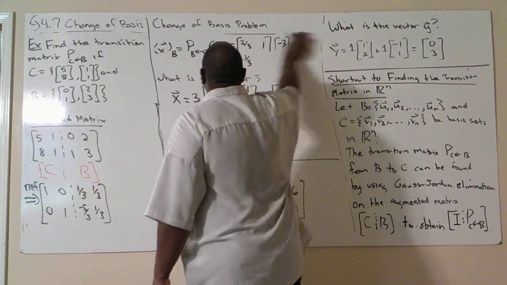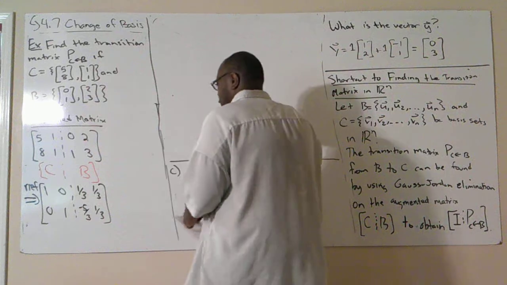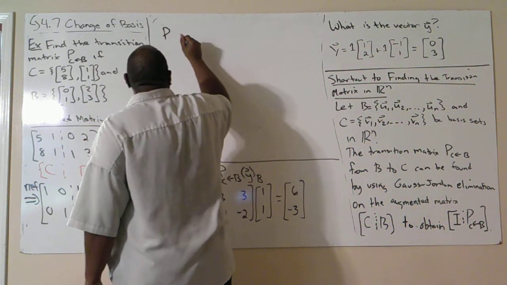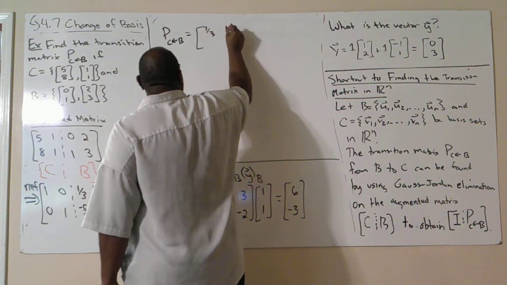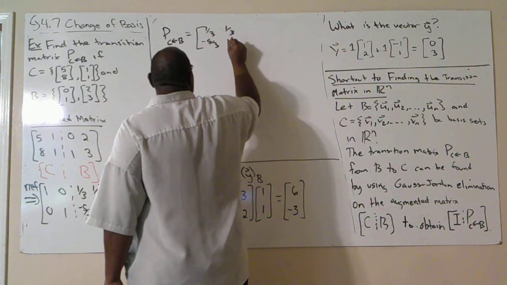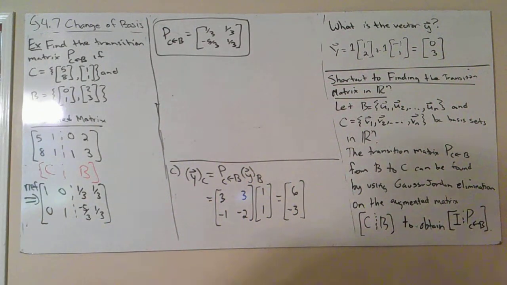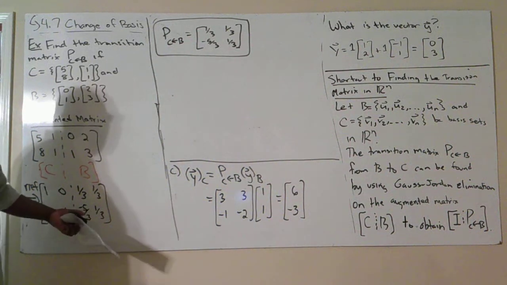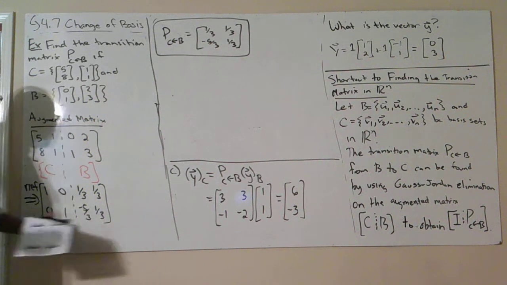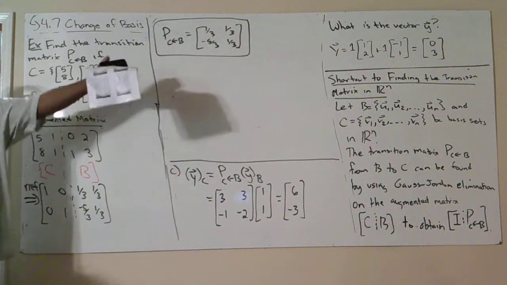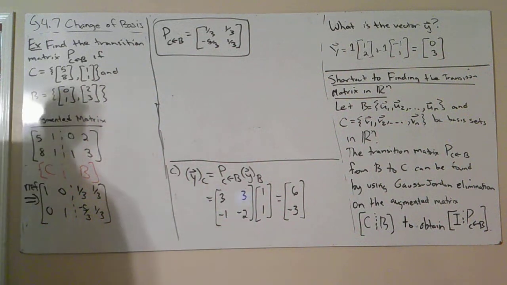So the transition matrix is going to be a 2x2 B to C that has 1/3, 1/3, -5/3, and 1/3. This is the answer I'm looking for. Do not give me the augmented matrix as the final answer, right? This is not the transition matrix. This guy is the transition matrix from B to C. And if I want to find a transition matrix from C to B, the only thing I have to do is find the inverse of that matrix.